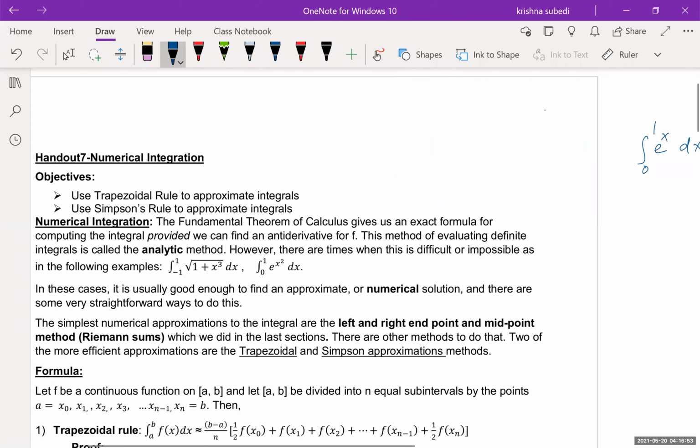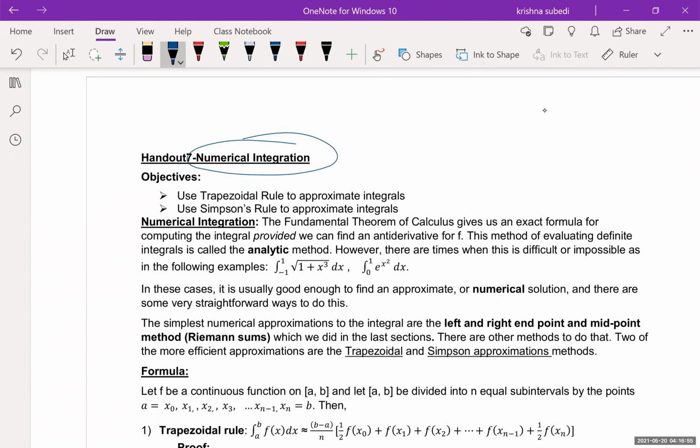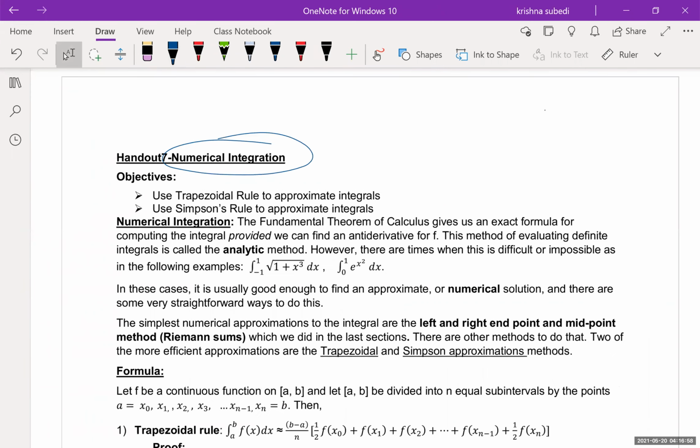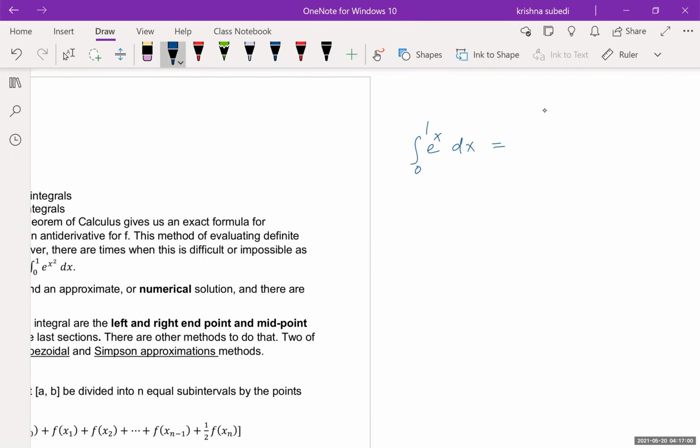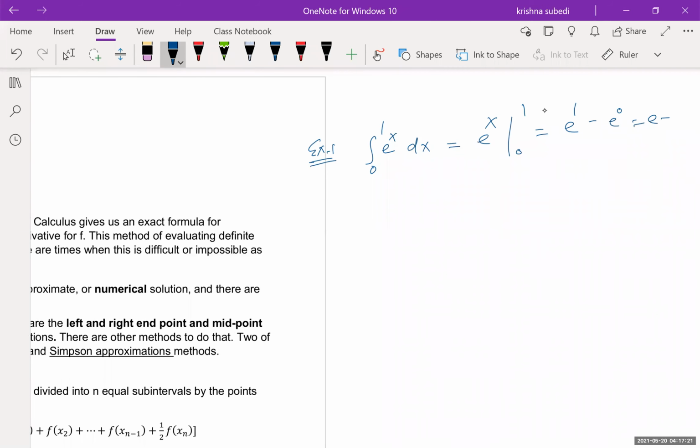Okay, today we'll focus our attention on numerical integration, but before we start, here is one simple example. I would like you to evaluate the integral of e to the x from 0 to 1. So this is just an example. That's going to give me e raised to power 1 minus e raised to power 0, which gives me e minus 1. Now let's try another one.